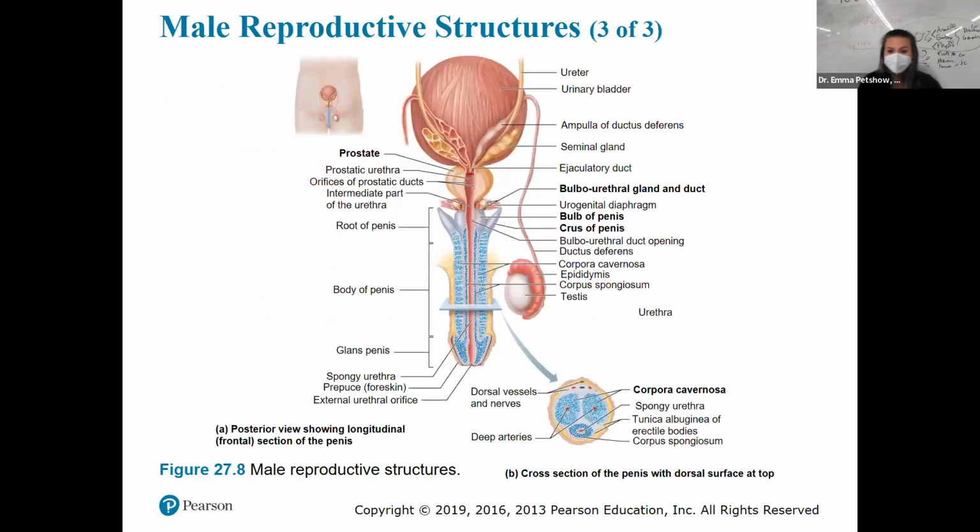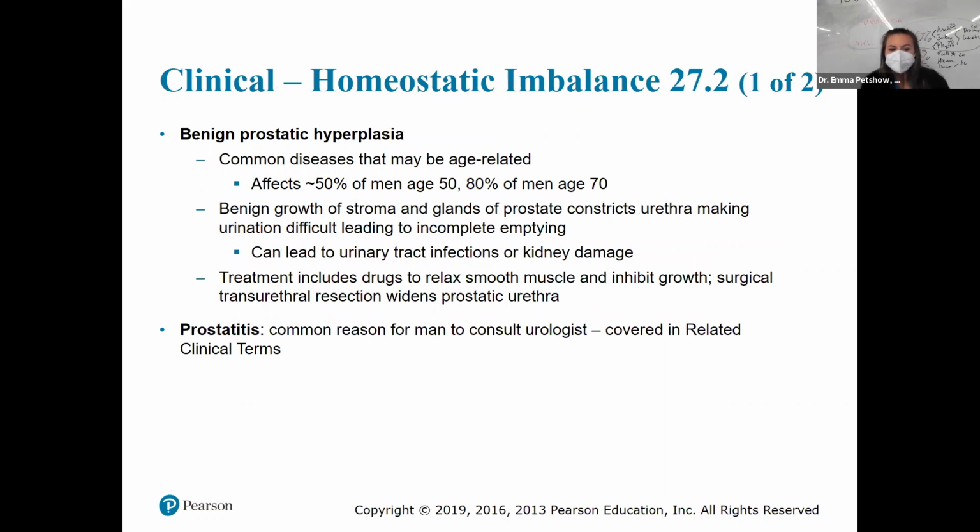Yeah, totally. Good questions. So we already mentioned this a little bit, but this is a common condition you might see. It's benign prostatic hyperplasia, prostatitis, or prostate cancer. So BPH, common disease, typically age-related. You'll typically see it in elderly men or men above the age of 50, but it can be younger. You see this benign growth of the stroma and glands of the prostate that can constrict the urethra, making, like I said, urination more difficult, or incomplete emptying. A complication could be urinary tract infections or kidney damage. So upstream effects can happen.